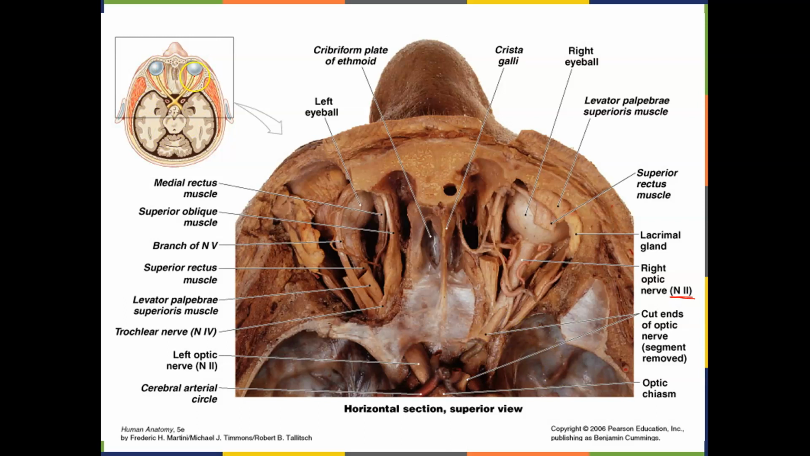But if we draw it out, you can see that the optic nerve crosses over at the optic chiasm. You'll hear a whole lot more about that in physiology. Here's the medial rectus muscle, the superior oblique muscle, the branch of the fifth nerve, the superior rectus muscle here, the levator palpebrae superioris muscle here, okay? The trochlear nerve, that's the fourth nerve. You have the optic nerve, which is the second nerve, and then the cerebral arterial circle, which is basically bringing vascularization into the brain.